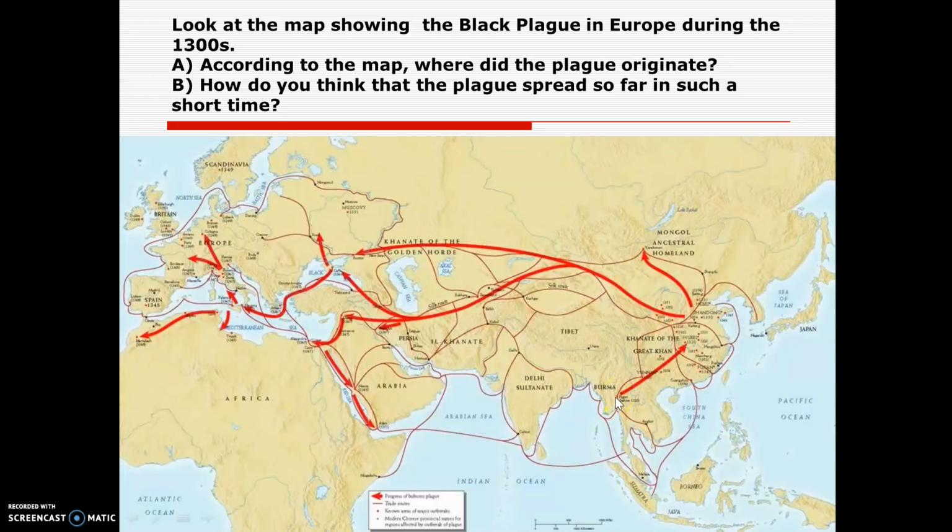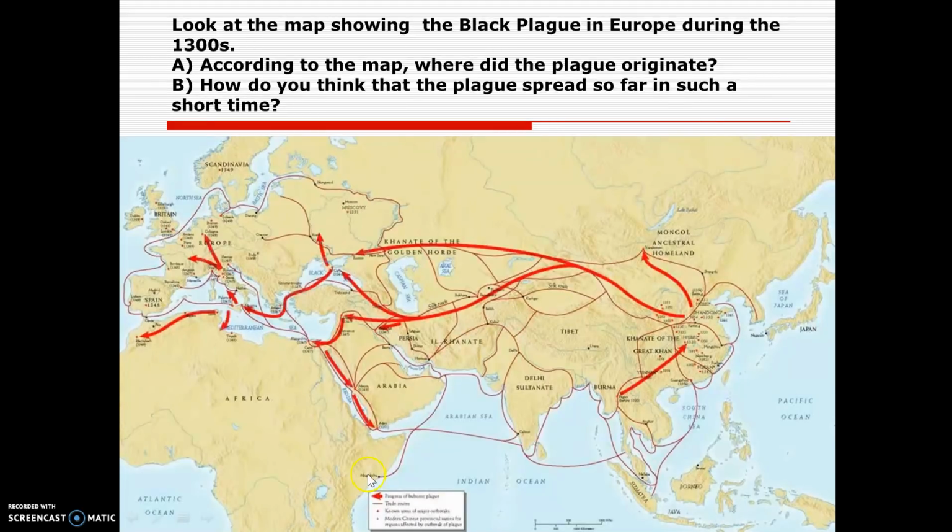So if I look specifically, it looks like this red line is coming from Burma. This red line is coming from the Khanate of the Great Khan. So I can name those two specifically as where the plague originated, or if I want to go more general, this area is part of Asia. That's how you figure out where exactly the plague originated, based off reading this map.